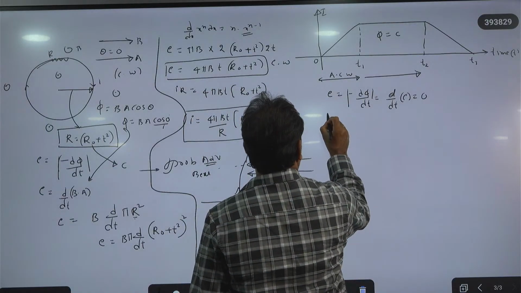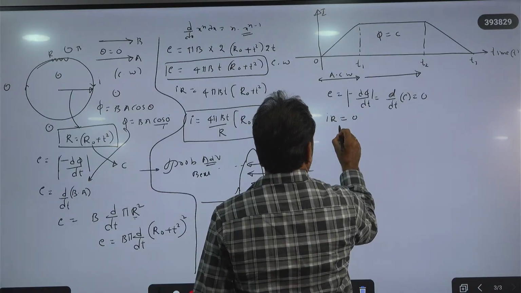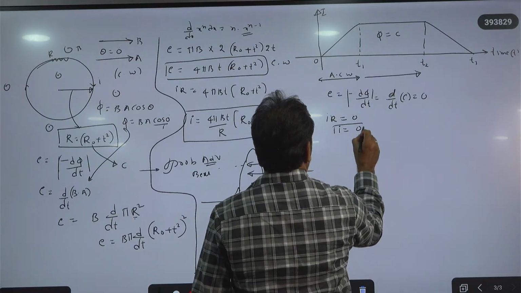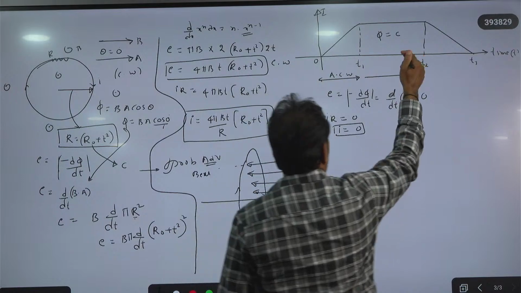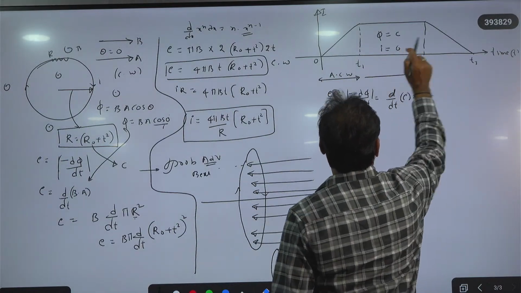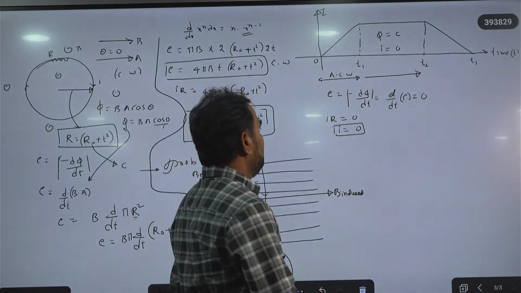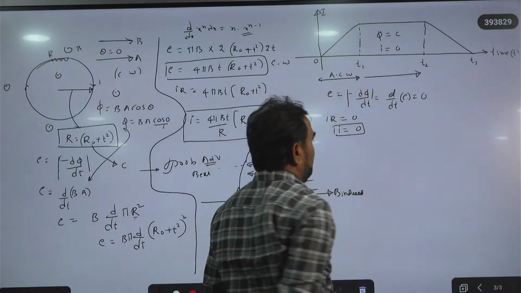That means induced current will also be 0. That is IR is equal to 0, which means I is equal to 0. There is no current flowing from T1 to T2. Current would be equal to 0. Is it clear? Next see T2 to T3.